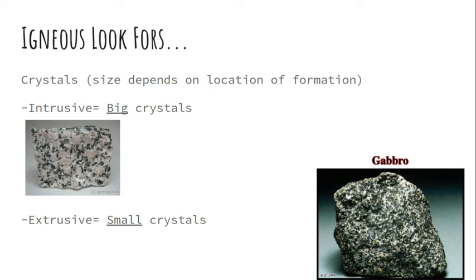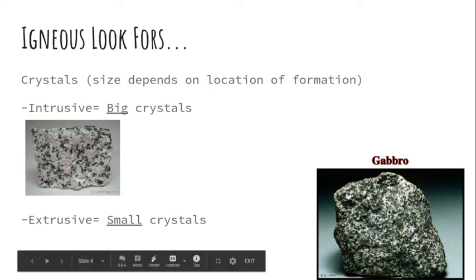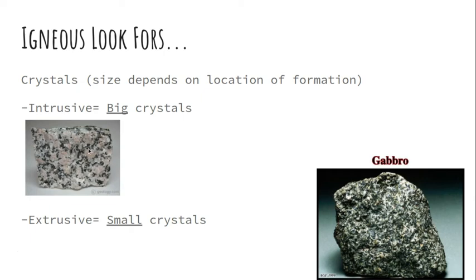This is because the rock has a shorter cooling time. It cools more quickly, so the crystals do not have much time to grow. So this is granite right here. This is gabbro. Gabbro is an extrusive igneous rock, and you can tell because its grains are pretty small and the crystal sizes are pretty small. Granite is an intrusive rock. Its crystal size is quite large.